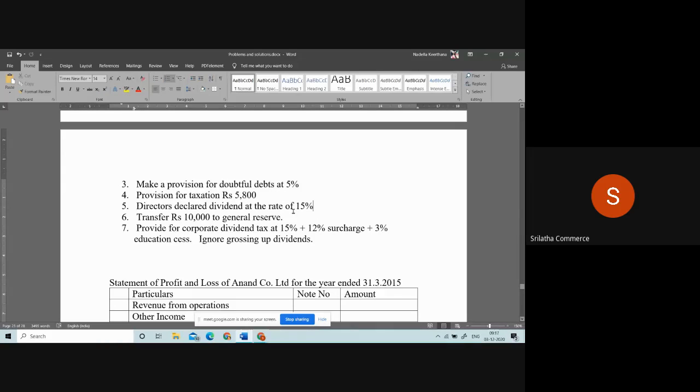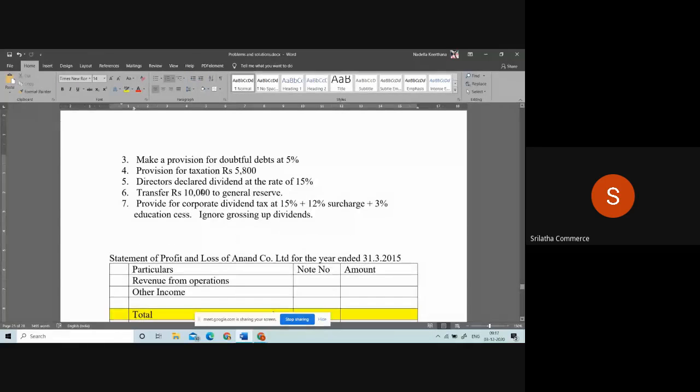And the next effect where you're going to show it is proposed dividends. In the balance sheet itself, under the heading current liabilities, subheading short-term provisions, we are going to show proposed dividends. Clear? Then transfer 10,000 to general reserve.